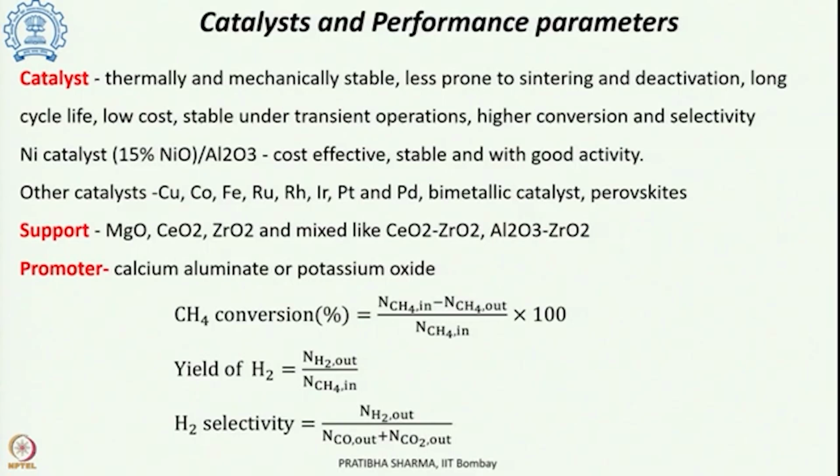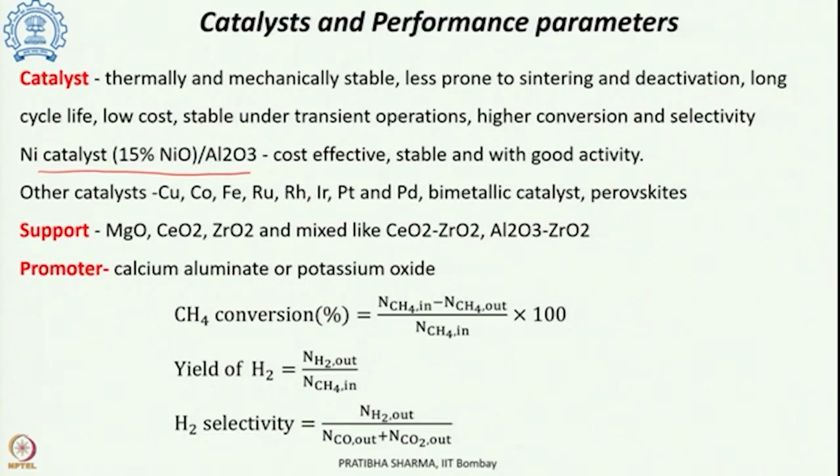Catalyst we have seen earlier, the requirements for these catalysts are that they should be thermally and mechanically stable, they should provide higher conversion and selectivity, they should be less prone to sintering and deactivation, and should have low cost and long cycle life. All these are requirements from the catalyst. The most widely used one is again the same as was used in steam methane reforming, nickel on alumina support. This is used because it is cost effective, it is stable and it has good activity.